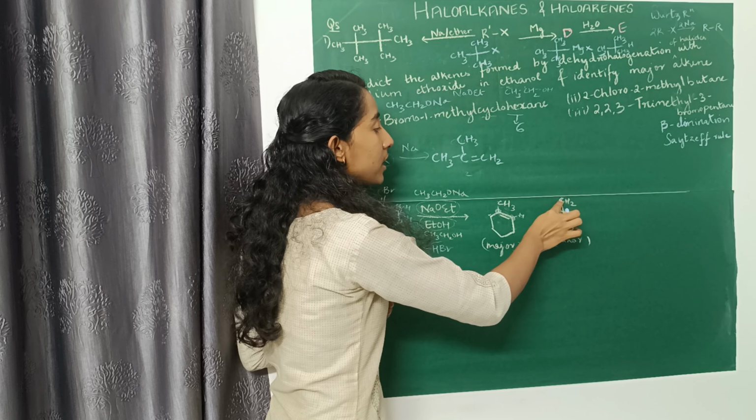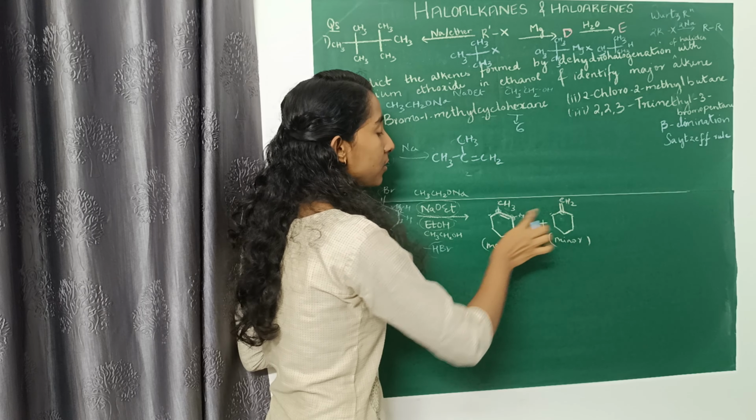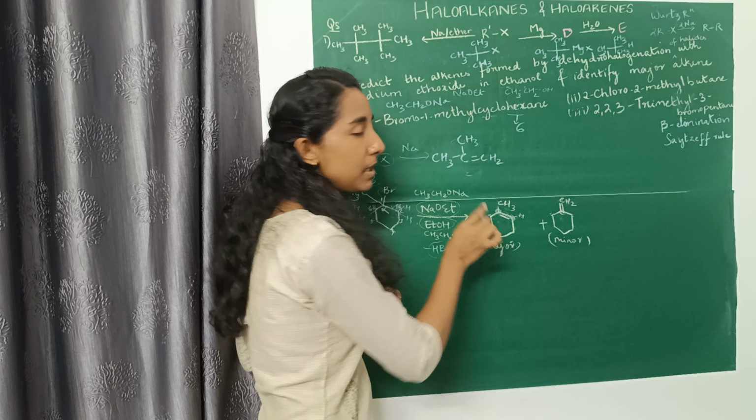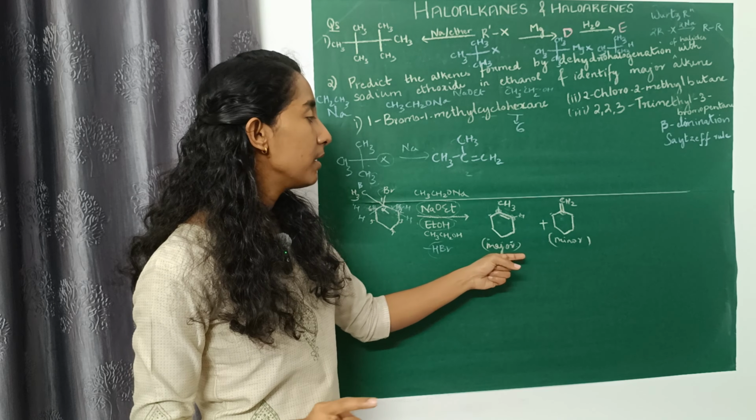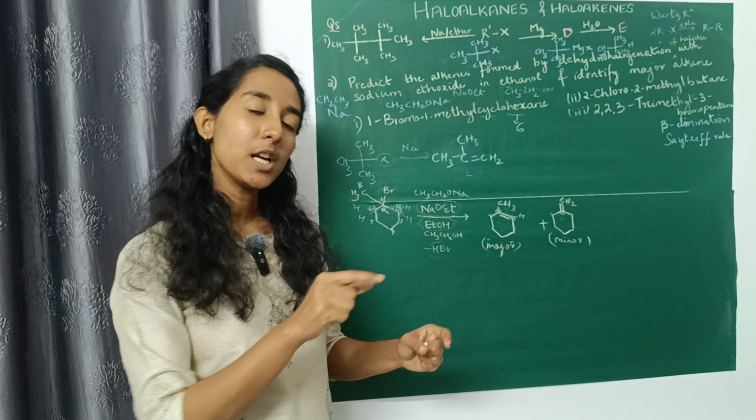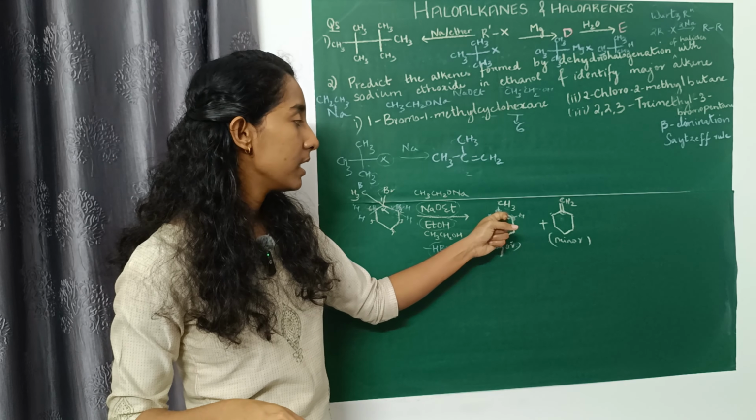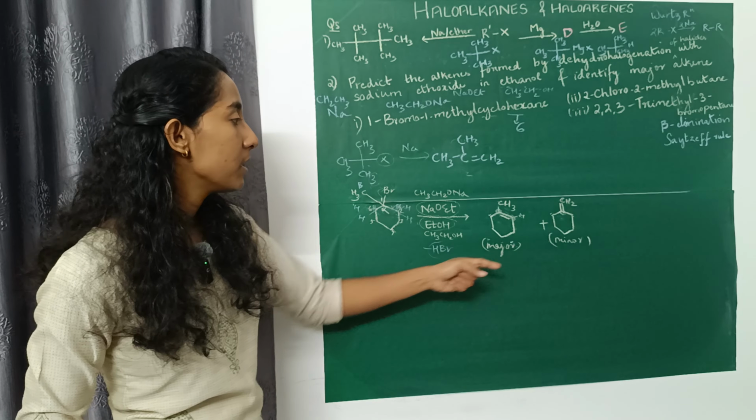Here to this carbon you don't have any alkyl group. Here you have hydrogen. So when you compare these two, this will be the major product. Okay, I hope this is clear. So the major product will be the one which has more alkyl groups attached to the doubly bonded carbon atoms. Okay, these are the doubly bonded carbon atoms. Okay, so this is the major one.